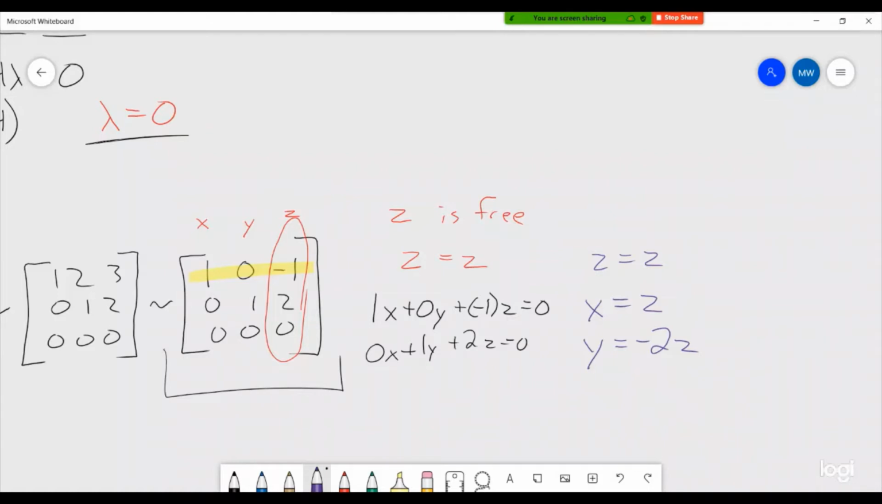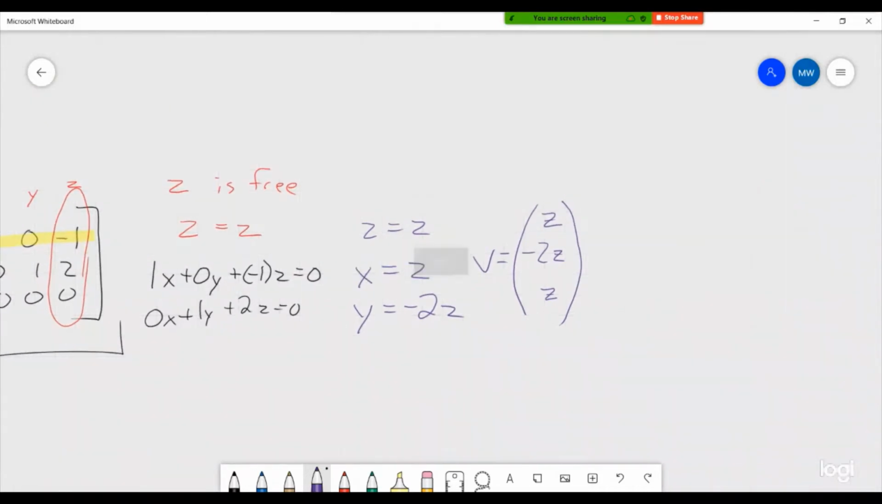So that tells us that our vector is going to look like z, negative 2z, z. I should put dashes to distinguish them from 2's. And so this is going to be our vector. Anything that looks like that is in the null space. So to find an eigenvector, you would pull out the z. So our vector is going to just be 1, negative 2, 1, because any vector that is a scalar multiple of this is going to be an eigenvector.